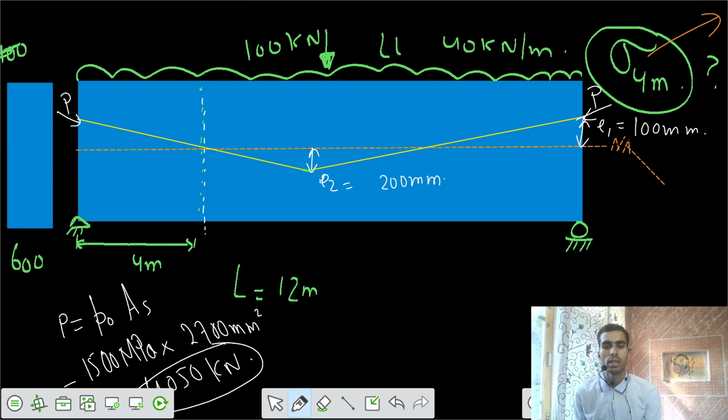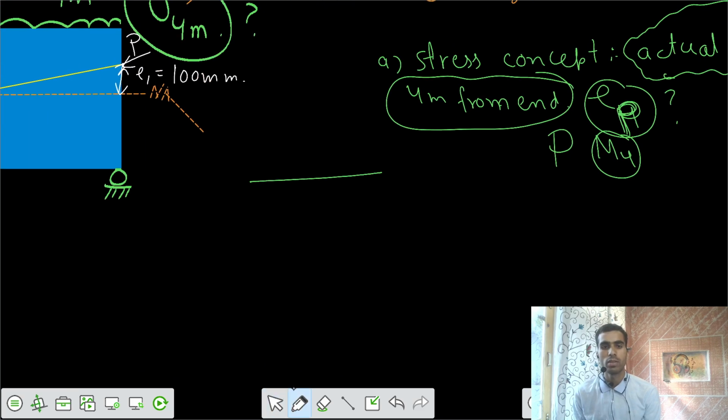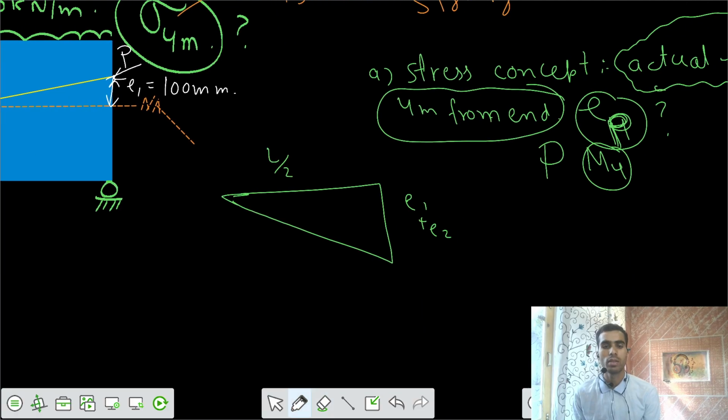So if I take this triangle, similar to what we have derived earlier, we have some eccentricity of E1 plus E2 for the bigger triangle for the length of L by 2. Your L by 2 is equal to 6 meters. And I need it for the 4 meters, somewhere here. What should be the value of EP?